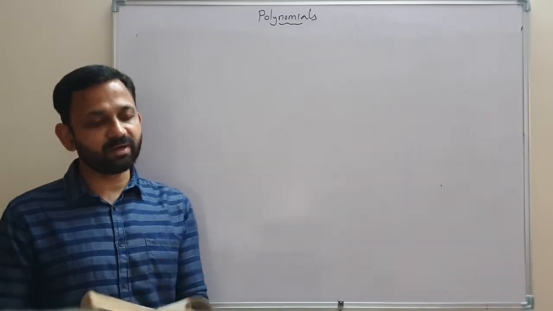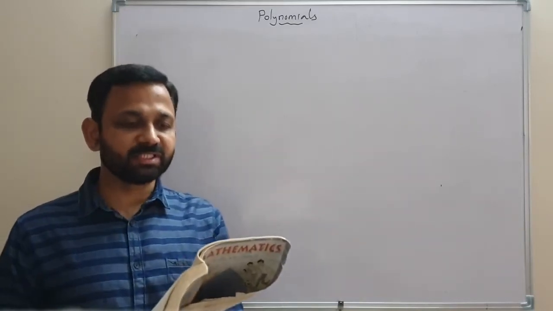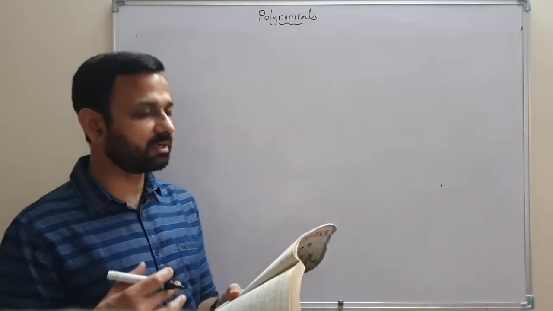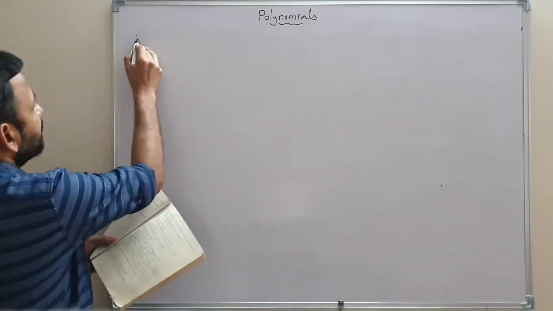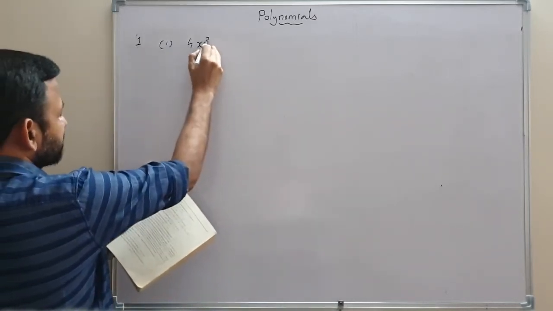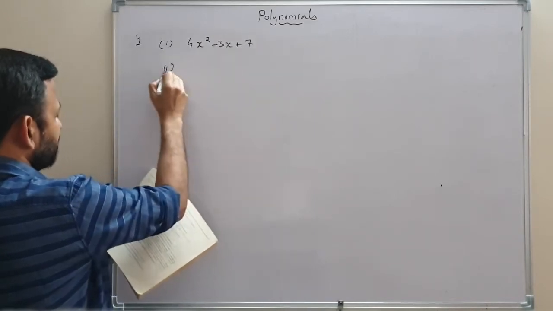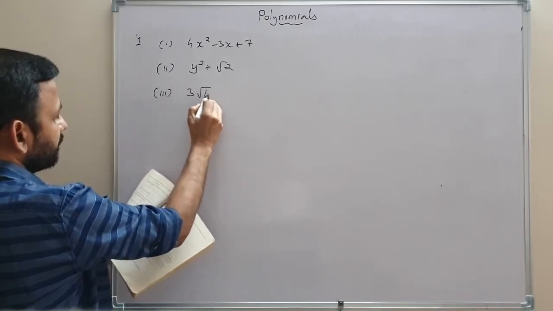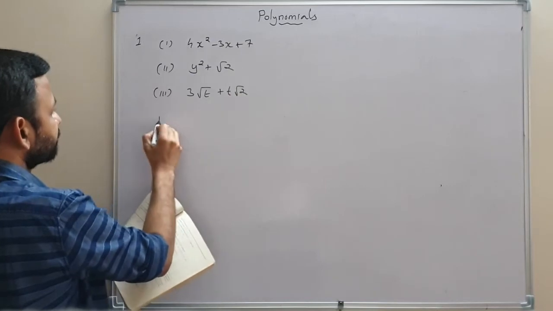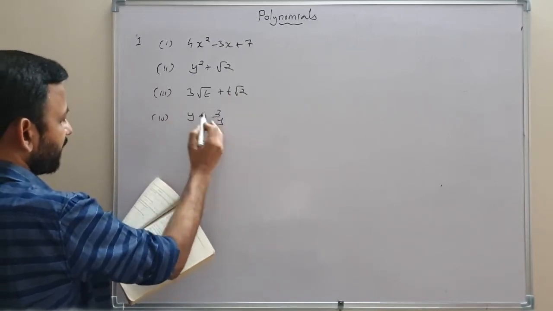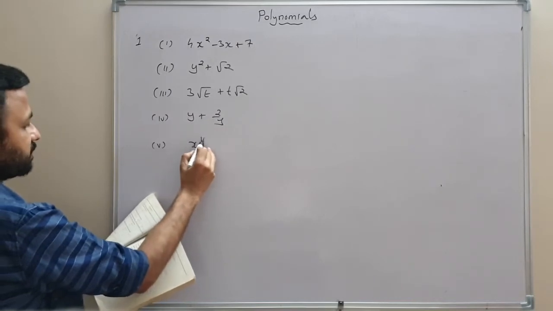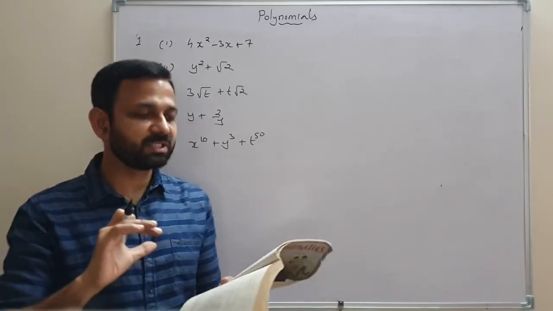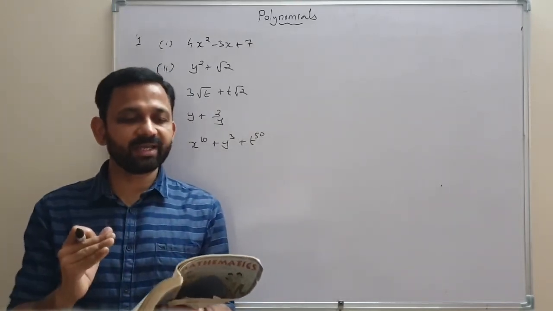Exercise 2.1, question number 1. Which of the following expressions are polynomials in one variable and which are not? State a reason for your answer. Question number 1, first part: 4x square minus 3x plus 7. Second part: y square plus root 2. 3 root t plus t root 2. y plus 2 upon y. x raised to 10 plus y raised to 3 plus t raised to 50.